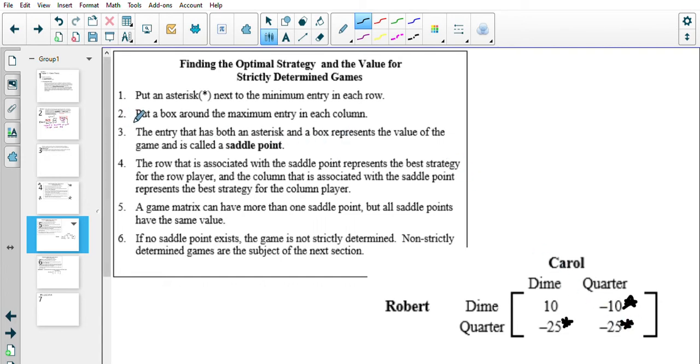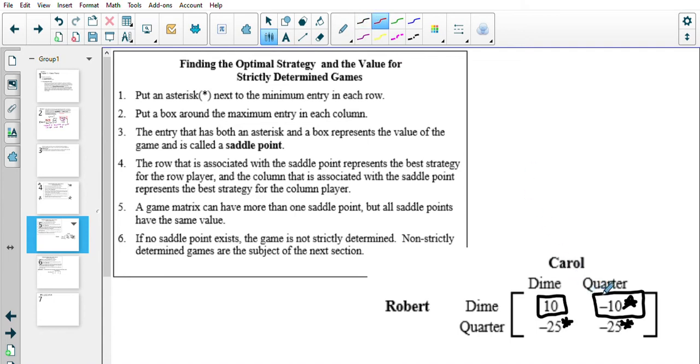Then we'll put a box around the maximum entry in each column. So this is the maximum entry in this column, and this is the maximum entry in this column. Right? 10 is more than negative 25. Negative 10 is more than negative 25. Okay. Now we find the entry that has both the asterisk and the box.